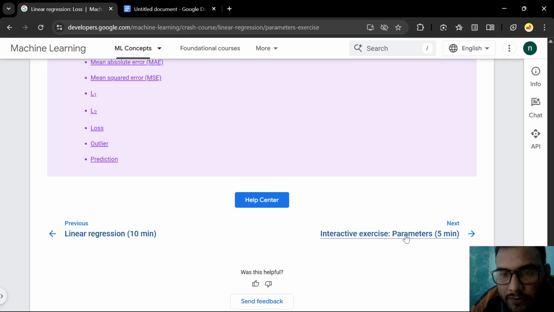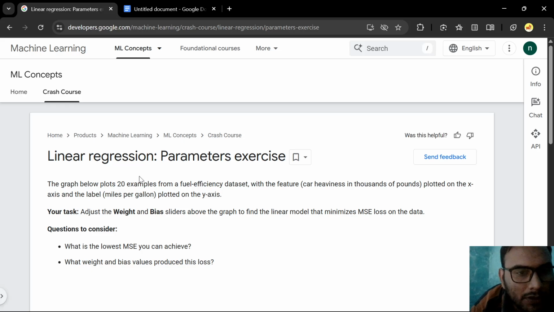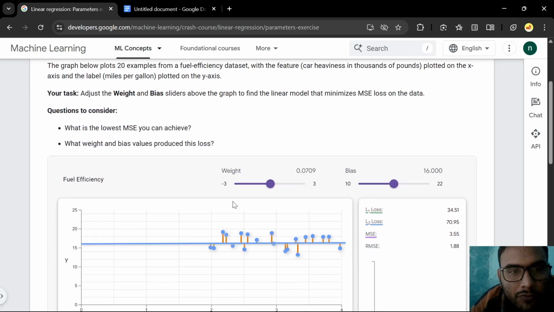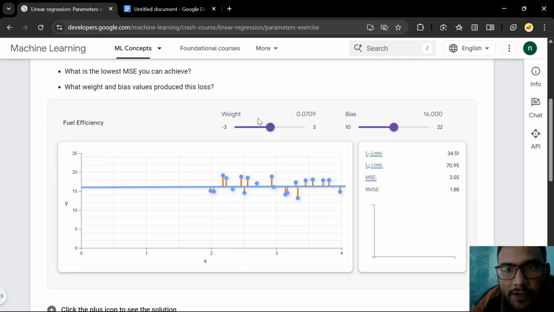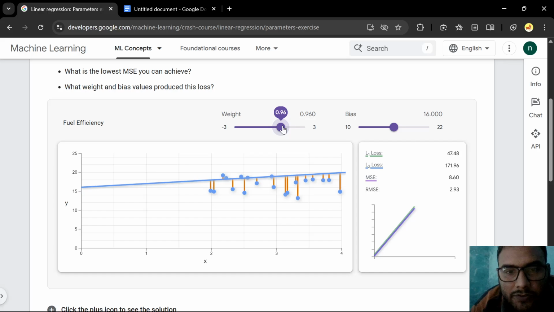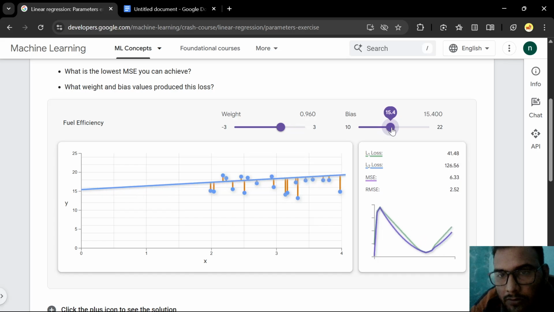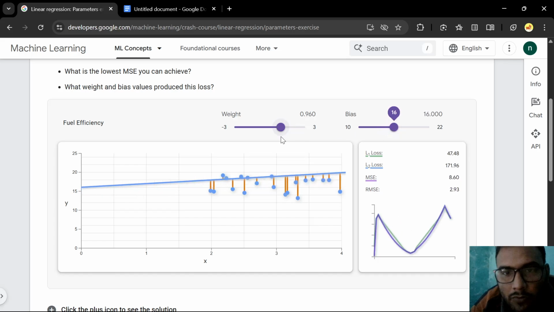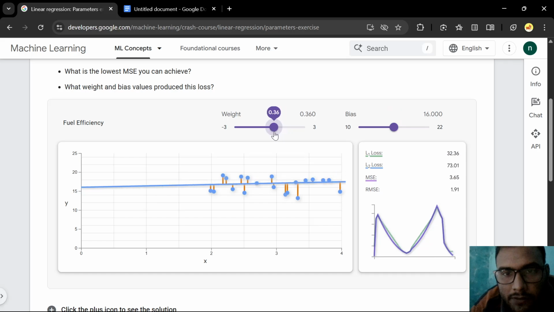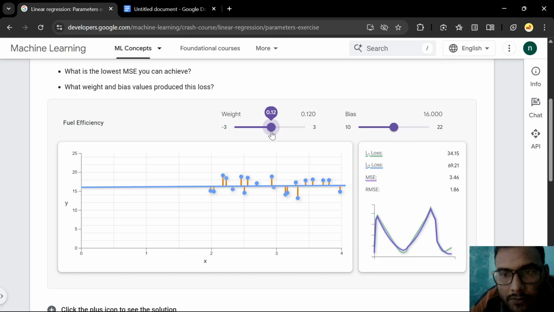So this is an interactive exercise with parameters. I haven't studied it, but yes. This is the weight and bias that I was talking about. We need to adjust the weights, calculate or see what the mean squared error is. That should be the minimum, the best optimal possible. We can adjust the bias and weight and see where it is the lowest. Now let's adjust the weight. At 0 point, again it starts increasing.